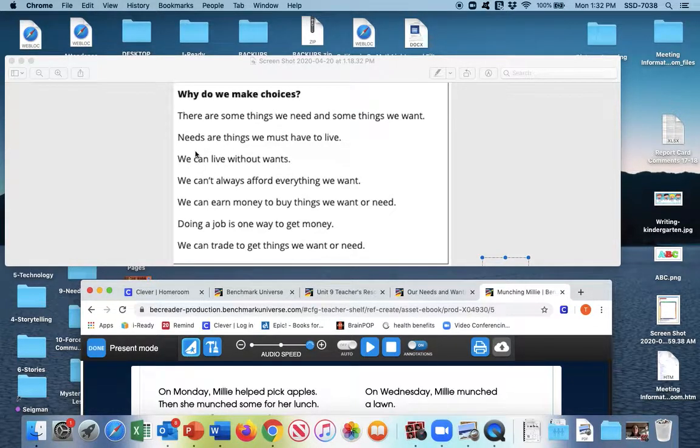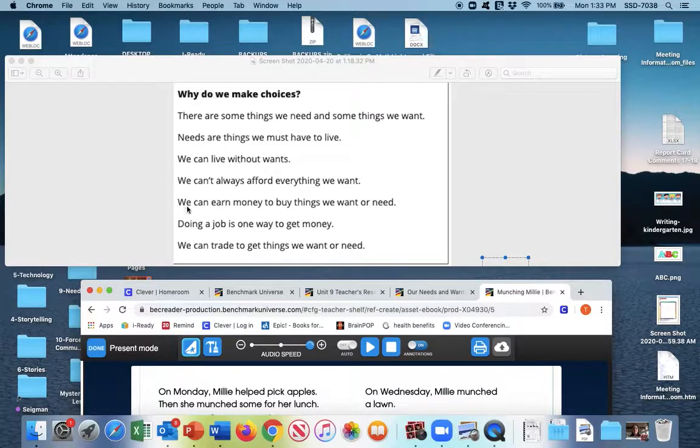Remember again, friends, that needs are the things that we must have in order to live. We need those things to survive. But we can live without wants. We do not need wants. Those are extras, kind of like junk food, cake and ice cream. Things like that are fun to have, but we don't want to have those all the time. Next, we can't always afford everything we want. Sometimes we have to pass things up that we want in order to afford the things that we need.